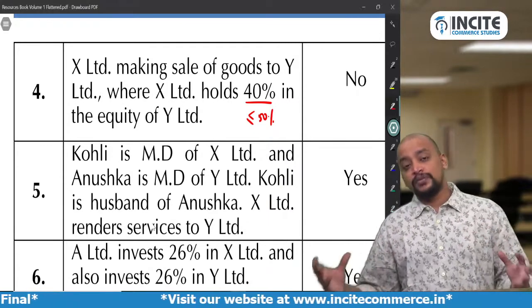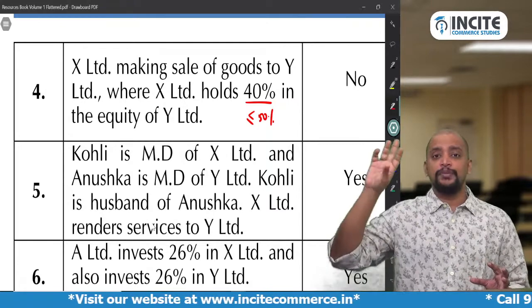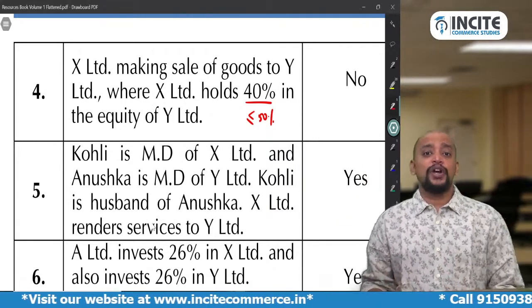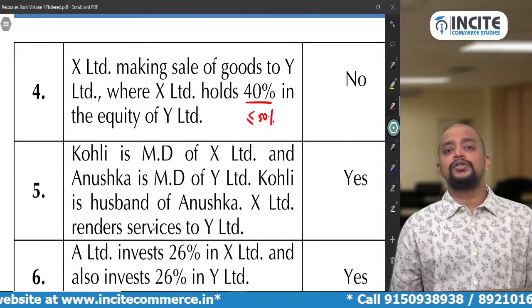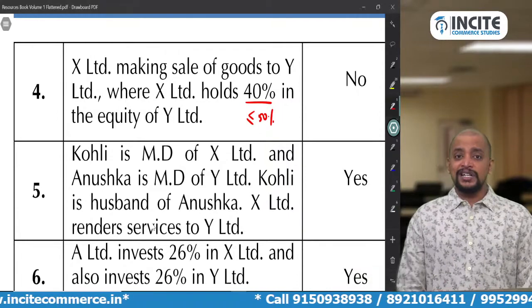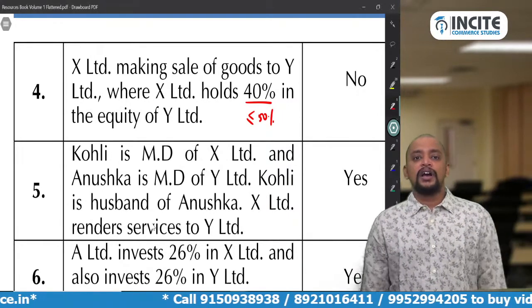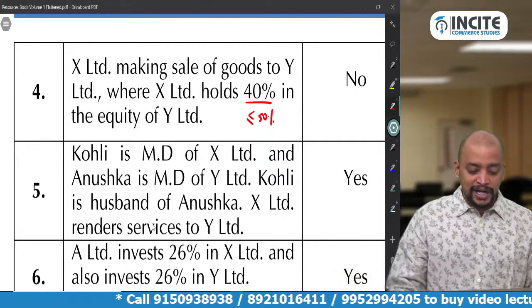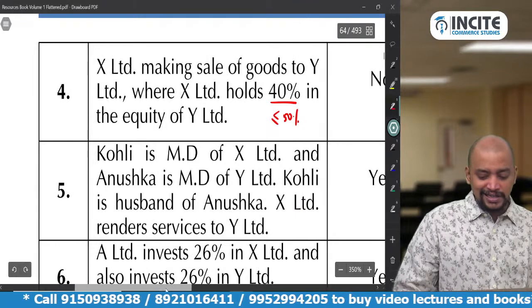For both X and Y, a common shareholder is holding 25% or more. Then only that point number 4 will come. So here it is point number 5, that is control. To exercise control, what should be the investment? Investment should be greater than 50%. In this case, the investment does not exceed 50%, so control is not there. That's why X Limited and Y Limited are not treated as related.